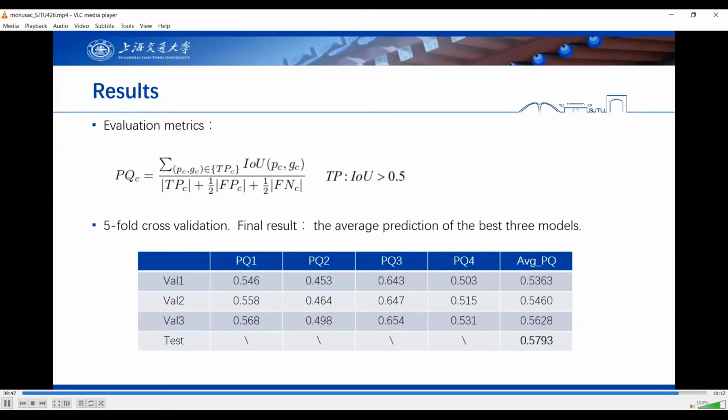5-fold cross-validation is used in our experiments. Then the best 3 models are used for testing, and the average prediction of them is computed as the final results. The last row in the table is the score we got on the testing data, showing the robustness of our methods.